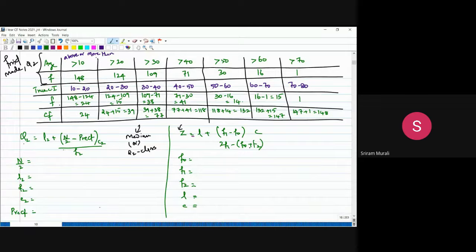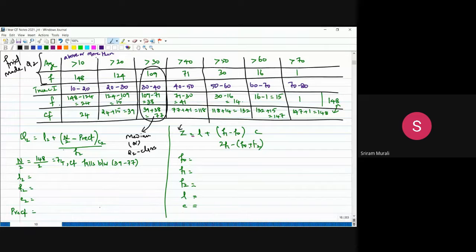What is the first step to be done? You have to find Q2. In Q2, what is your requirement? First, we want to find what n by 2 is. What is n? The total n, this 148. So 148 by 2 will be equal to 74. So in the CF, in which class interval does it lie? In the CF, it falls between 39 and 77. So I should take this as the median class. I have to take this as my median class.